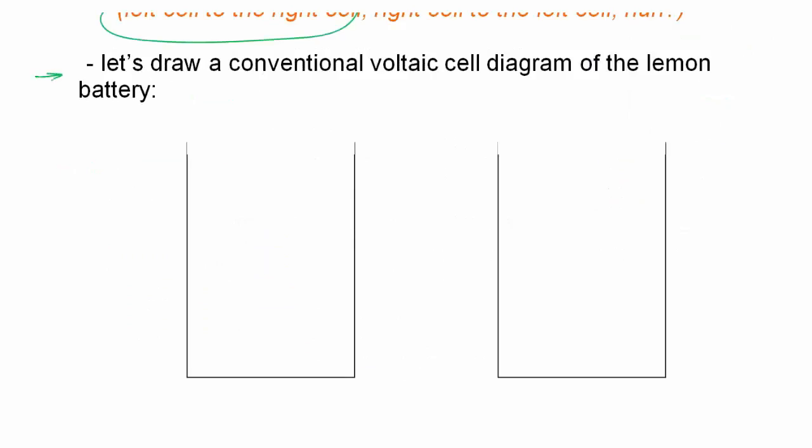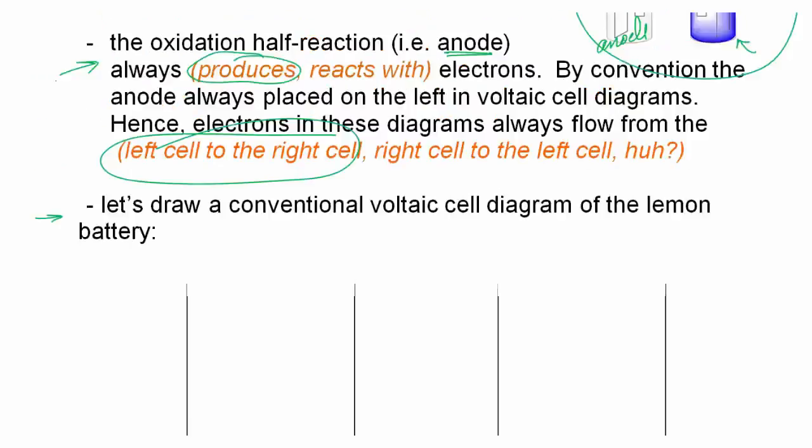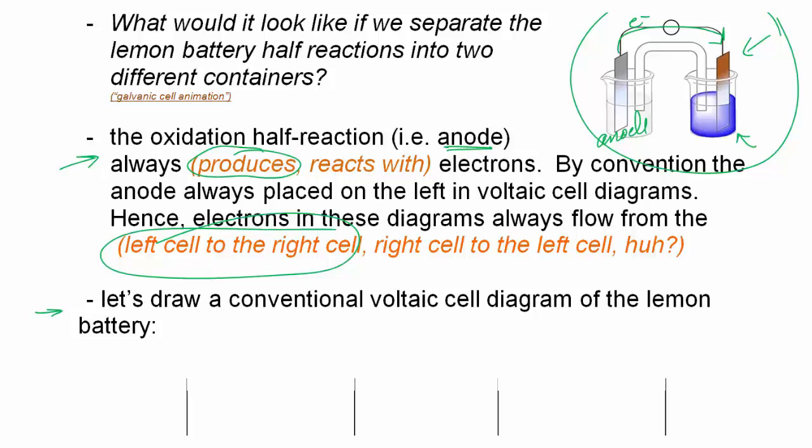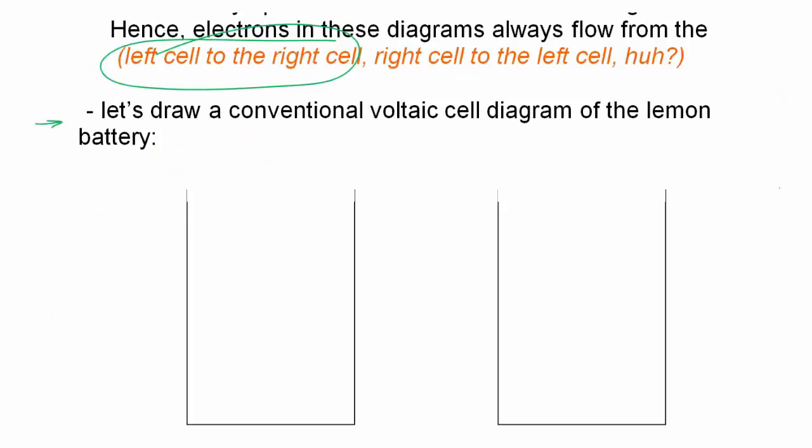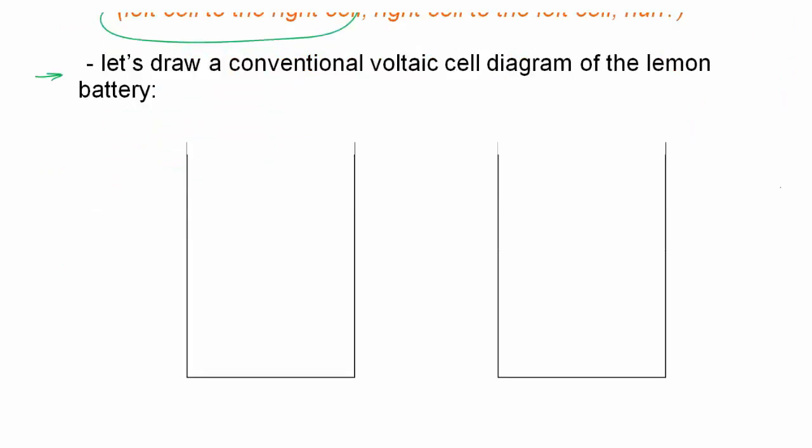Okay, let's try drawing a conventional voltaic cell diagram for the lemon battery. And what that means is we want to make something look like this. That's a little more artsy than I can draw, but we'll try. So let's write our reactions over here. That will help guide our efforts. So we had a half reaction of zinc solid going to zinc ion and 2 electrons. We had another half reaction of copper ions reacting with 2 electrons to produce copper solid.